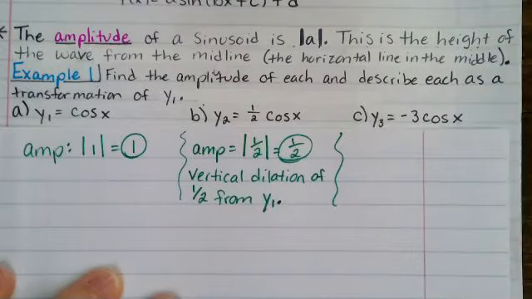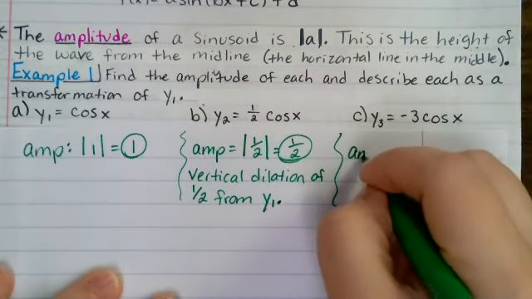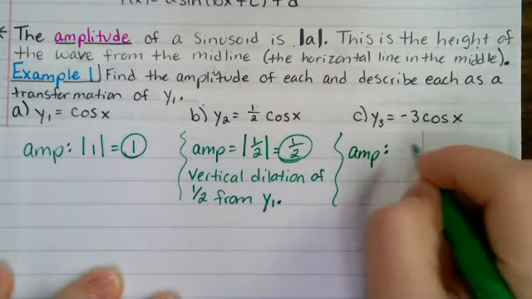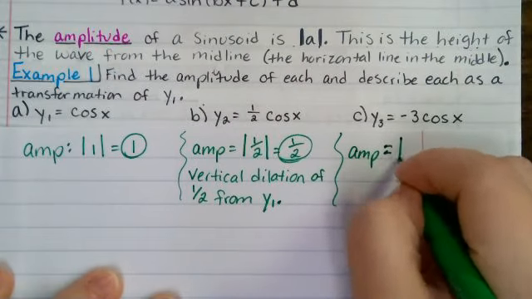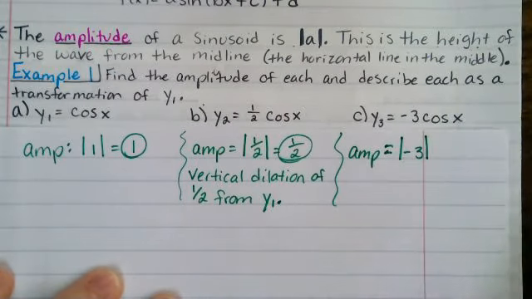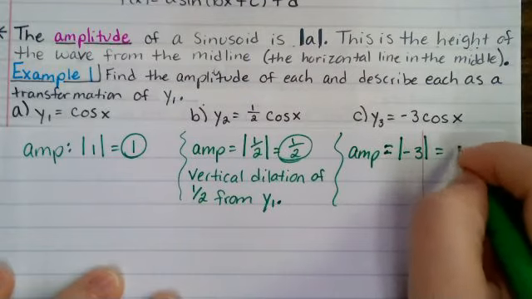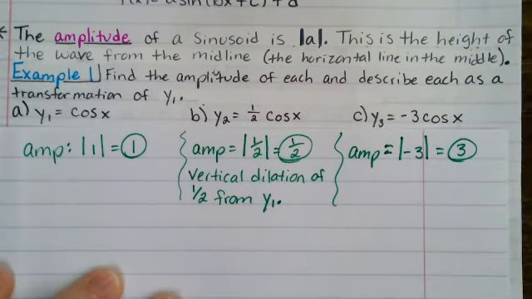Part C. Now this one. To get your amplitude, we're going to do the exact same thing. Take the number in the front, and we're going to put absolute value bars around it. So -3, but we're doing the absolute value. That results in an answer of just 3.